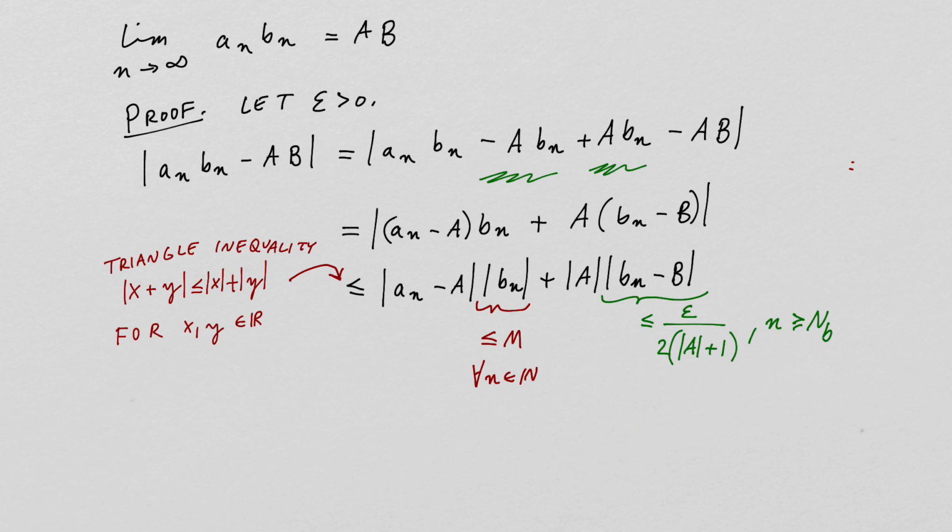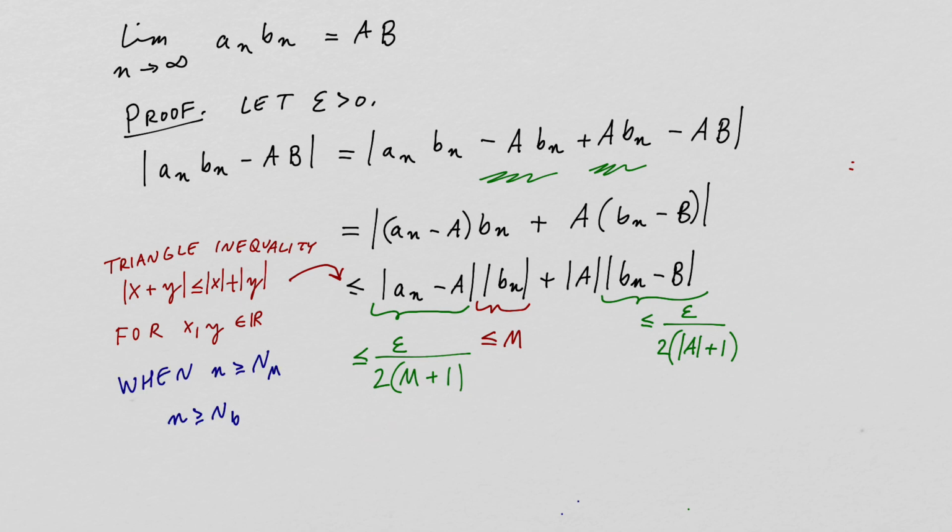In the same way, let's see, a_n minus capital A is at most epsilon over 2 times M. Well, let's add a plus 1 there also, no problem. When n is large enough, let's say larger than n_M.